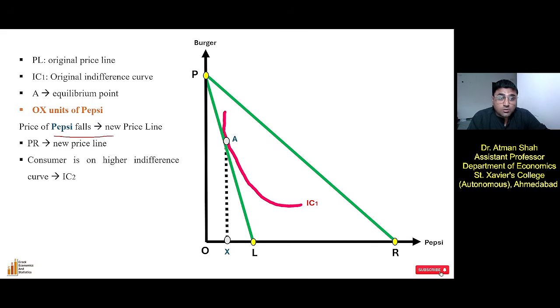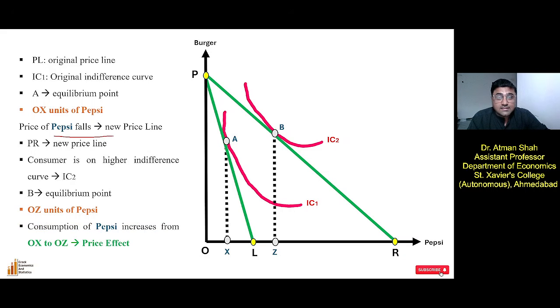So now consumer is on higher indifference curve IC2 because consumer can purchase more of Pepsi, and that can be depicted with the help of higher indifference curve. So B is equilibrium point because PR is tangent to IC2 at point B. And now consumer is purchasing OZ units of Pepsi.